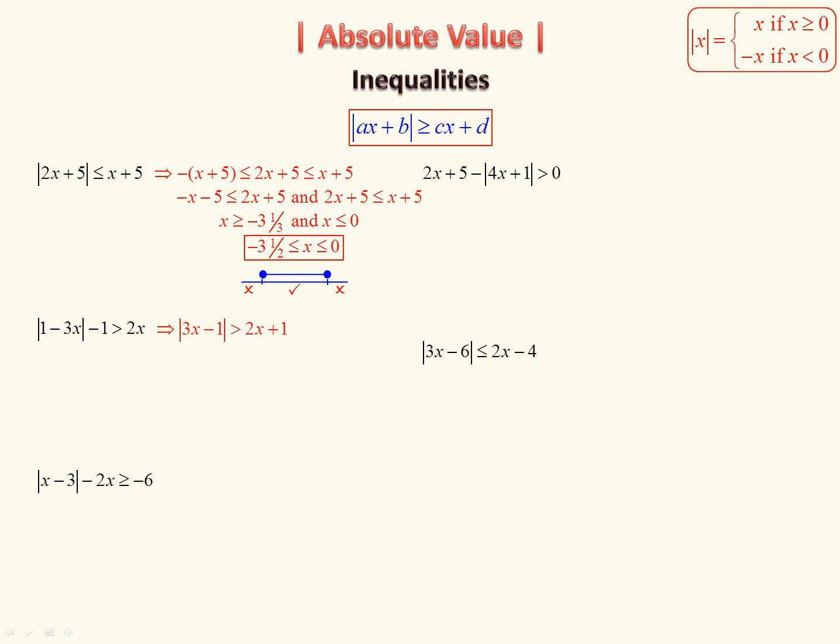Next one. I moved one to the other side. Greater than, so it's the extremes, which means 3x minus 1 is less than the negative, or 3x minus 1 is greater than the positive. Simplifying, solving, we get that. Once again, mathematician's license, I've gone straight to the answer. That's what we have.